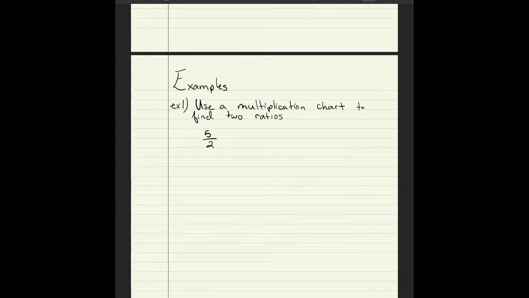Okay. So for example 1, we need to use a multiplication chart to find two ratios. Not just two ratios, two equivalent ratios. So let's add that. And step 1 is to create a table. And then we need to fill in our given ratios, which are 5 and 2. And now we need to fill these with their multiples.